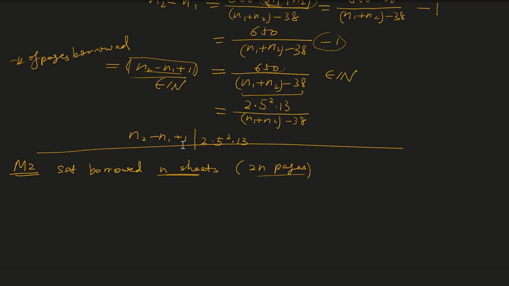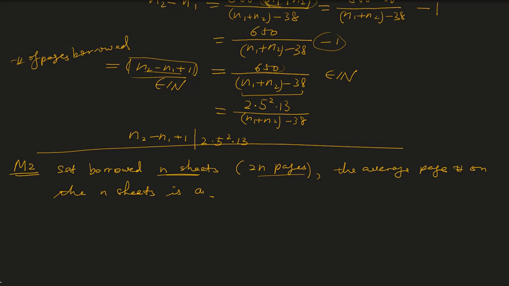That is the average page number of the remaining. In order to write this equation out, we need to know the average of the borrowed pages. Therefore, let's set the average page number on the n sheets is A. Good. So now we are able to write this equation out.